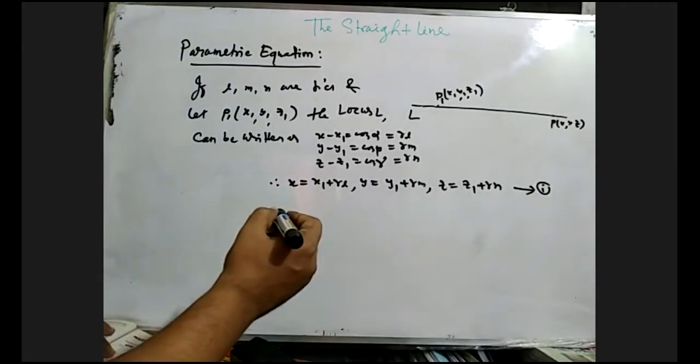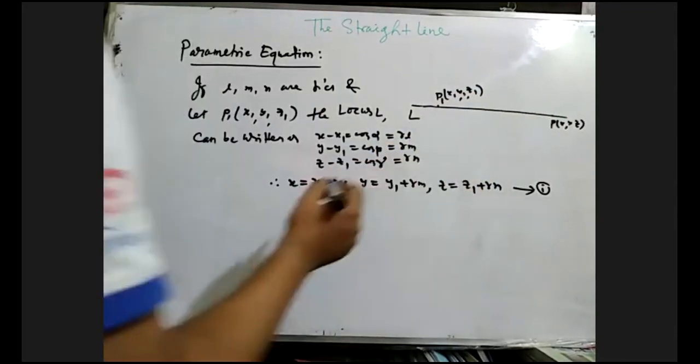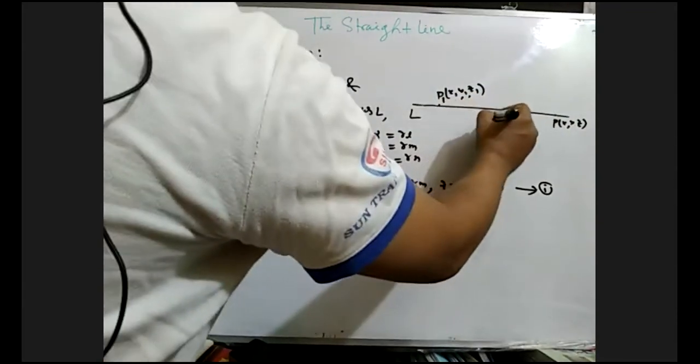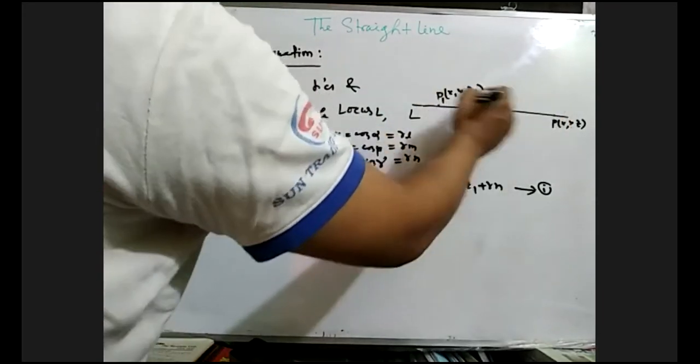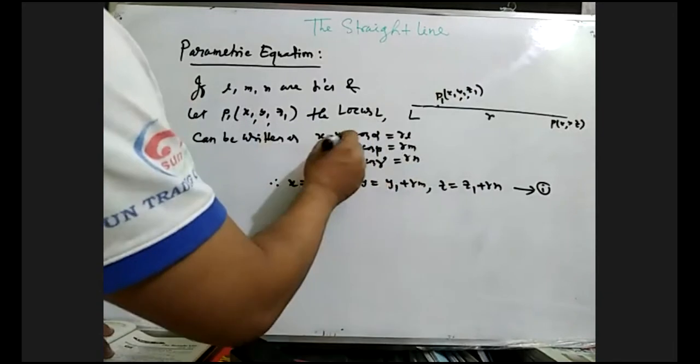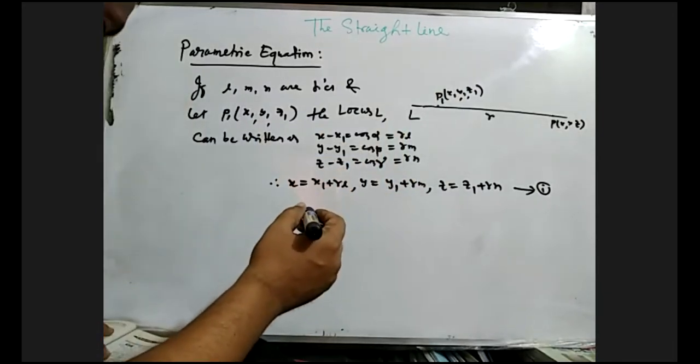where the parameter r represents the variable length P1P. Okay, r represents the variable length because the distance between x and x1 will depend on r. So this will be the variable length.